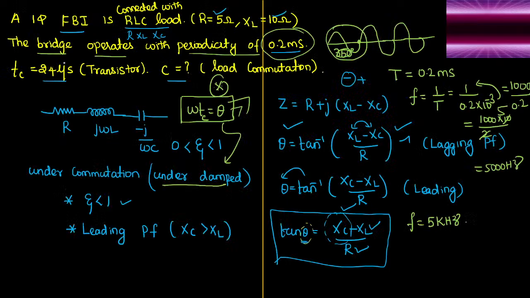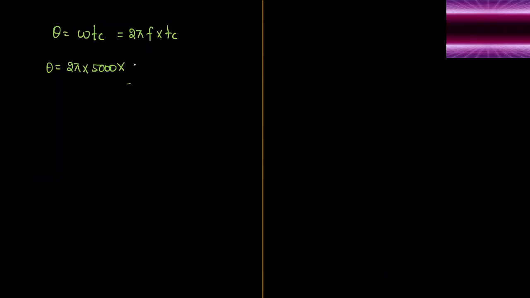So I found that the value of theta should at least be equal to omega times the circuit turn off time, and omega can be further written as 2 pi f into tc. Just now we have found the value of frequency, that is 5 kilohertz, or I can say 5000 hertz, whereas the circuit turn off time is 24 microsecond. We can directly take this 24 into 10 power minus 6. And I want this theta value in degree. For that, I am multiplying it by 180 degree by pi. I am just transforming this value from radian.